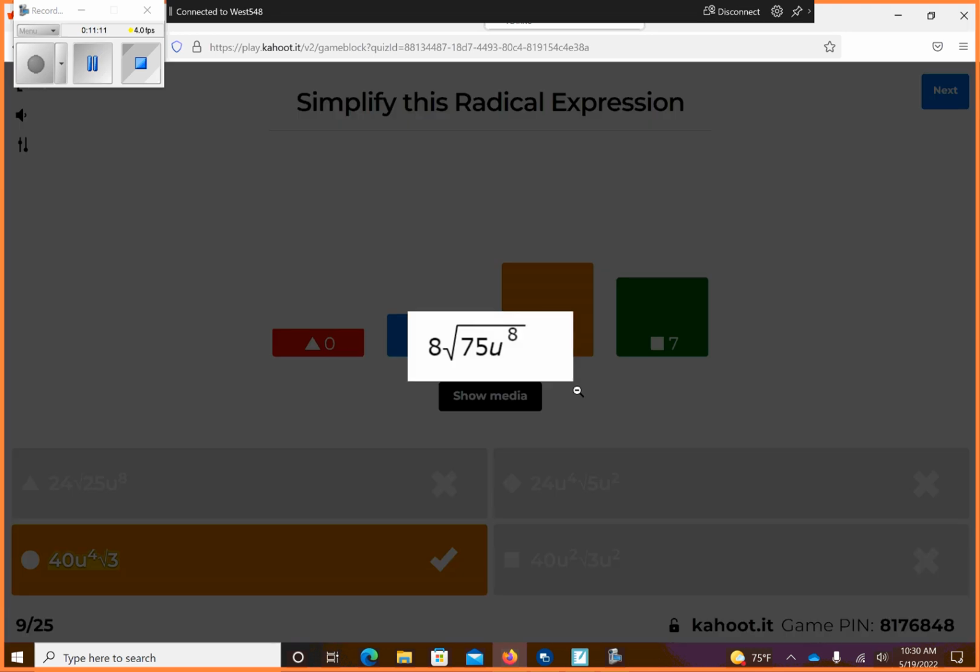So let's break 75 to 25 times 3. Square root of 25 is 5. 5 times the outside 8 is 40. And then the square root of u to the 8th is u to the 4th. So that's going to give me 40 u to the 4th. And then root 3 stays behind. All right.